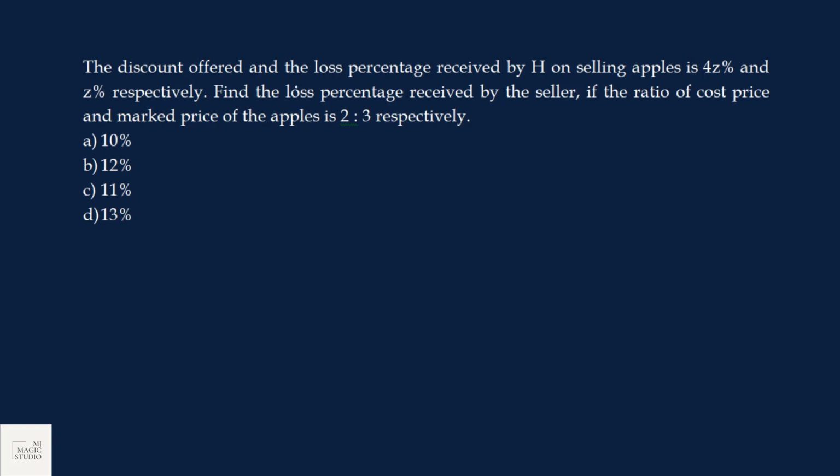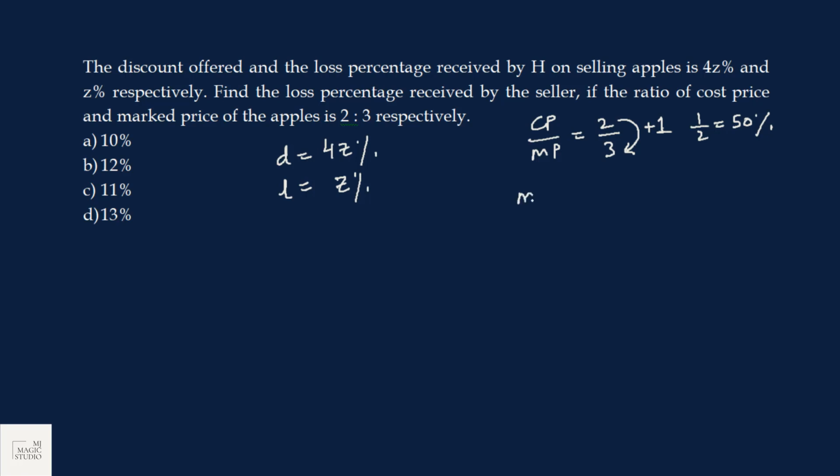The discount offered and the loss percentage received by H on selling apples is 4Z% and Z% respectively. Find the loss percentage received by the seller, that means the value of Z, if the ratio of cost price and marked price is 2:3. That means if cost price is 2, marked price is 3, so it has been marked up by 1. 1 over 2 is 50%. That means markup is 50%.